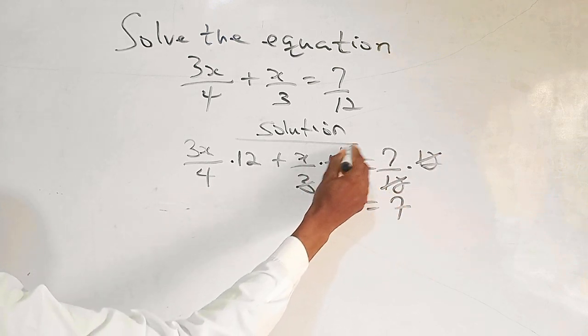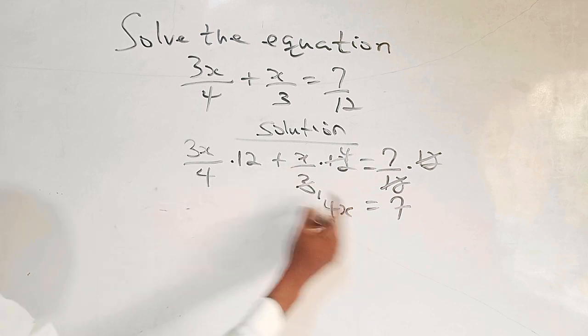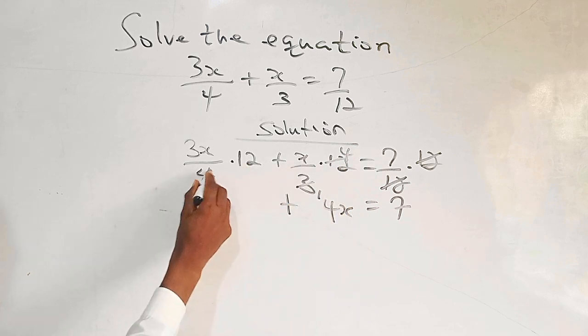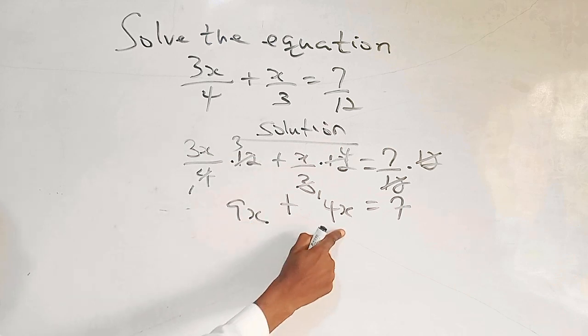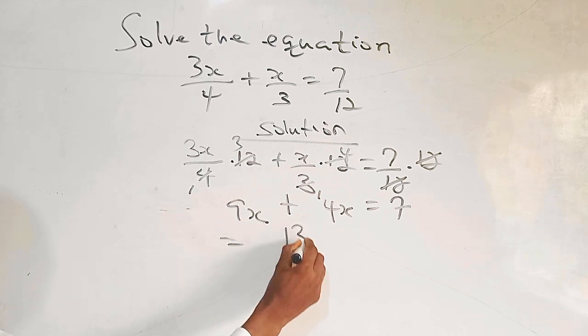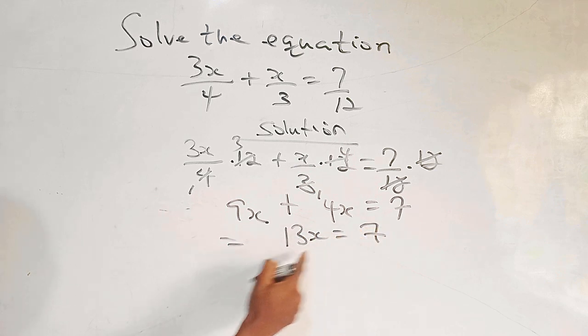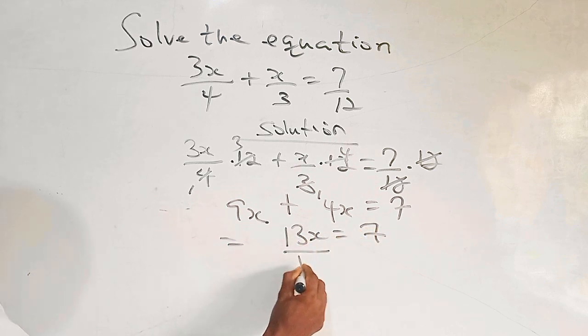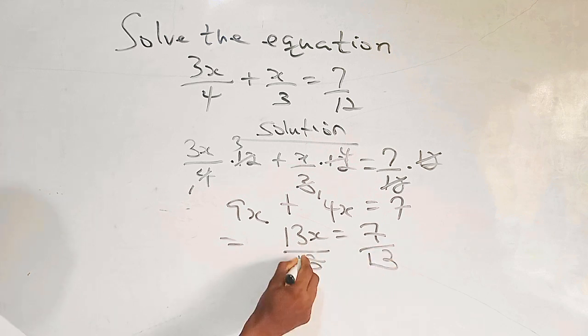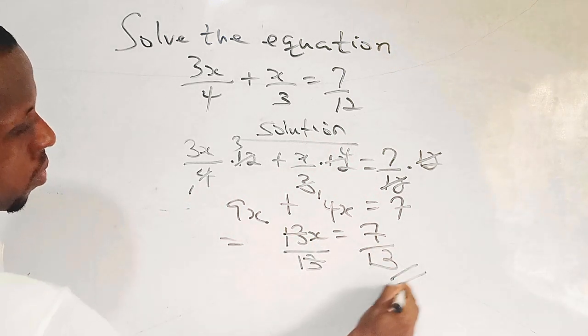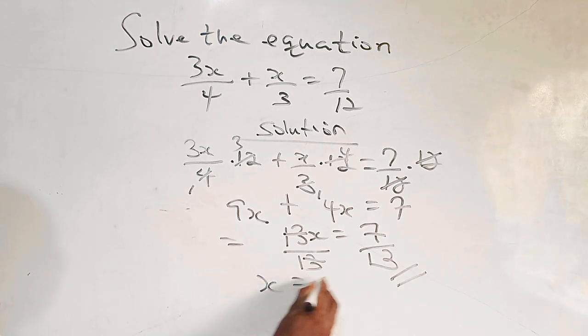3x over 4 times 12: 4 into 12 is 3, 3 times 3x is 9x. Plus x over 3 times 12: 3 into 12 is 4, 4 times x is 4x. So when we add it up, we have 13x equals 7. To get the value of x, divide by the coefficient of x, which is 13 over 13. This can go. So our x equals 7 over 13.